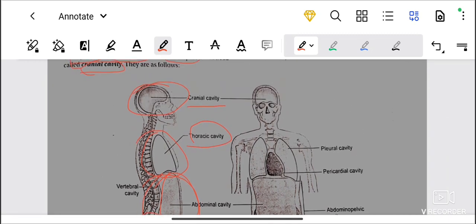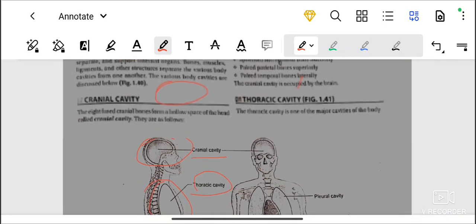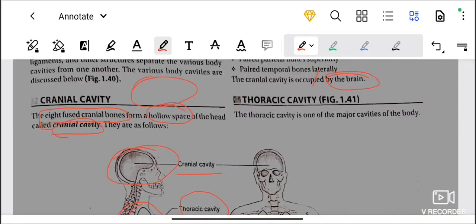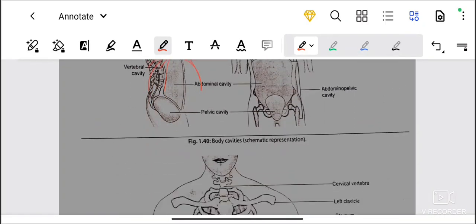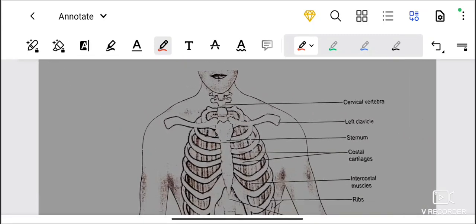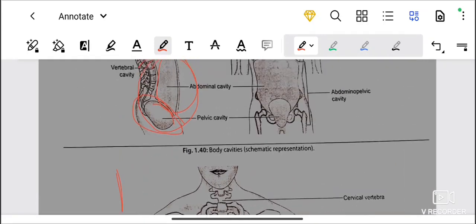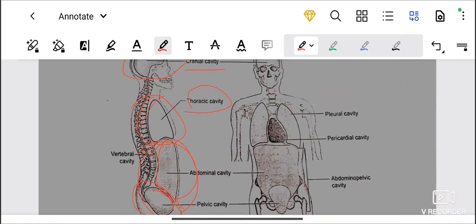The next is the thoracic cavity. The thoracic cavity is one of the major cavities of the body. Remember, the thoracic cavity is a major cavity of the body. Here is a diagram of the thoracic cavity.